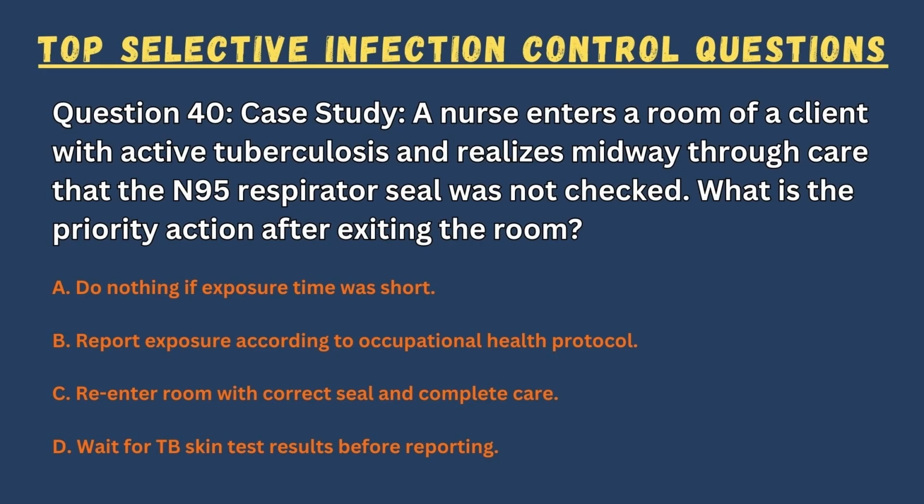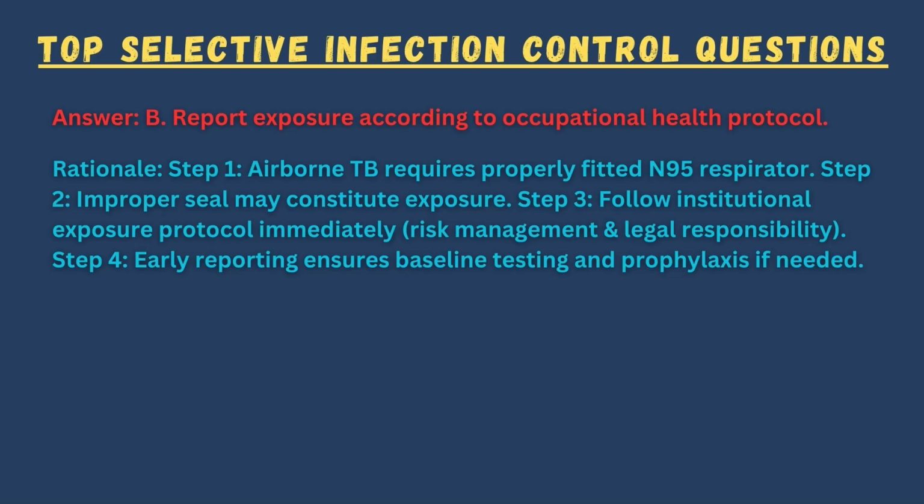Question 40. Case study. A nurse enters a room of a client with active tuberculosis and realizes midway through care that the N95 respirator seal was not checked. What is the priority action after exiting the room? A. Do nothing if exposure time was short. B. Report exposure according to occupational health protocol. C. Re-enter room with correct seal and complete care. D. Wait for TB skin test results before reporting. Answer B. Report exposure according to occupational health protocol.